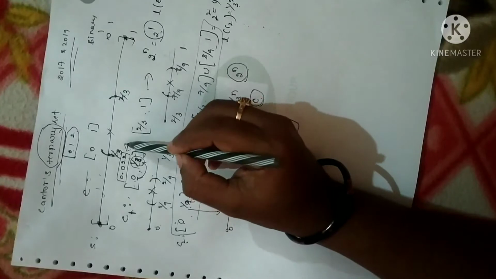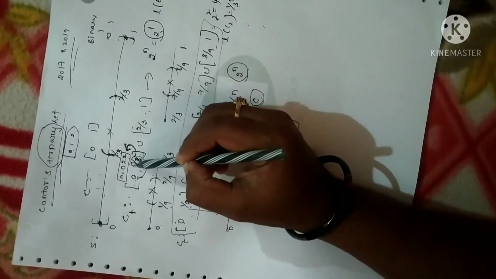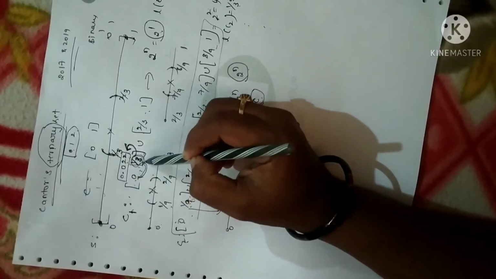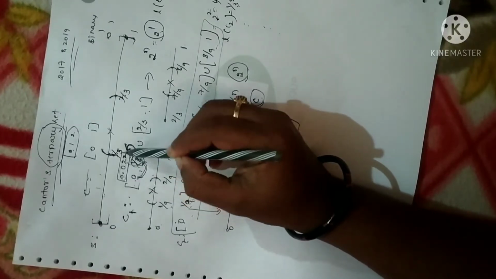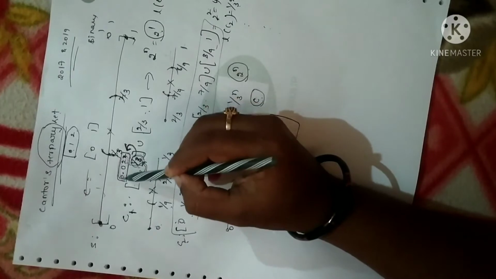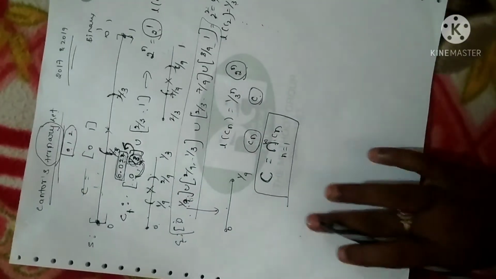Fine. So if you want, I'll do this concept separately, but it is not in your syllabus. So the ternary representation of 1 by 3 is 0.022. So in between 0 and 1 by 3, all the values will not exceed 0.022. Why? Because the 1 by 3 representation is 0.022. Fine. So this is what the ternary representation is.